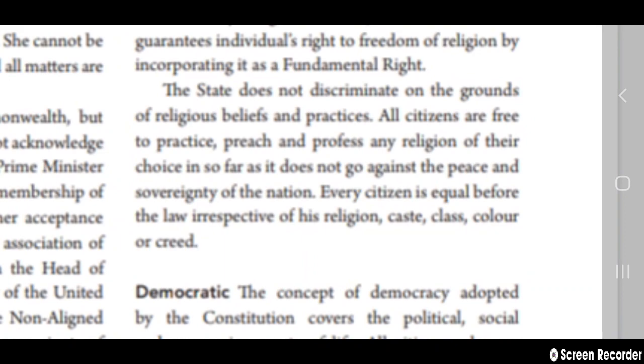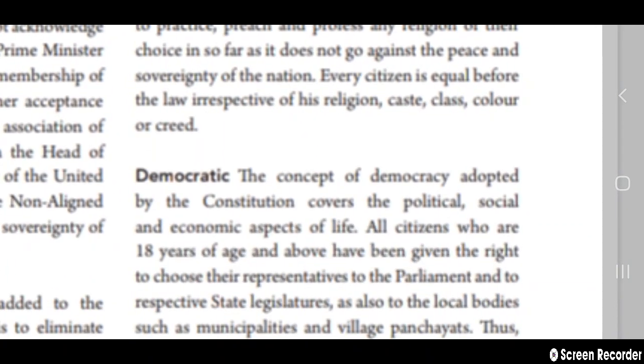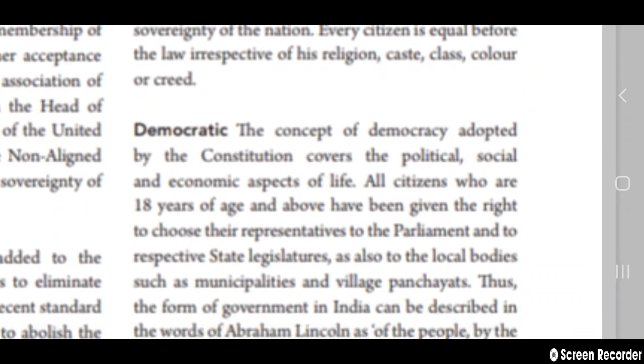They can follow whichever religion they belong to, in so far as it does not go against the peace and sovereignty of the nation. Every citizen is equal before the law. Every citizen is equal irrespective of his religion, caste, class, color, or creed.